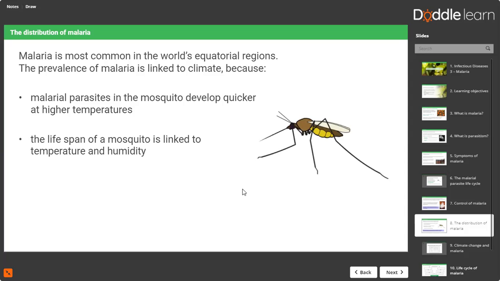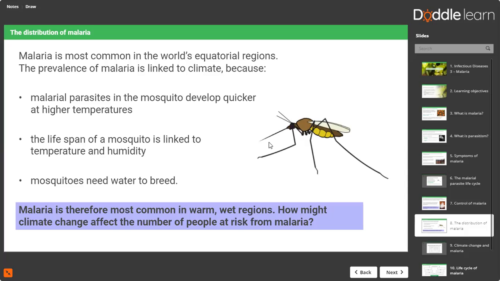That's because the lifespan of a mosquito is linked to the temperature and the humidity. And mosquitoes need water to breed. So when we were talking about prevention before, one of the biological and environmental controls is mosquito nets placed over beds of water. That's to try and prevent mosquitoes from being able to breed in the water, which should decrease the mosquito populations. So therefore, because of these situations, malaria is most common in warm, wet regions.